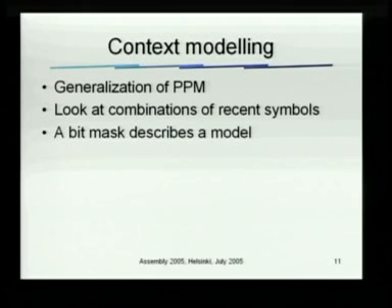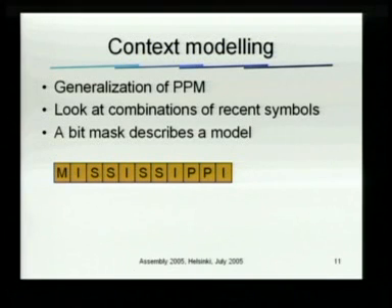So how do you tell it which combinations it should look at? Well, you can describe such a model, like looking 3 characters back, by a bit mask. For instance, you could use an 8-bit bit mask, which means you can look at the last 8 characters. In this case, you look 3 characters back, and you can actually guess that the next one is an I, because you have seen these 3 characters back 2 times before.